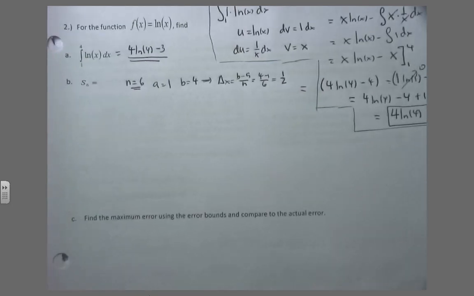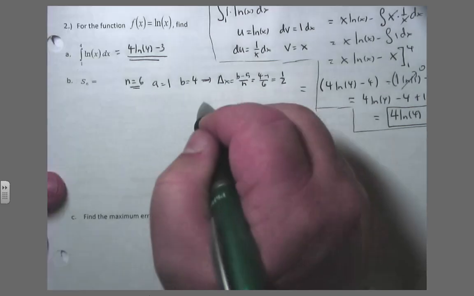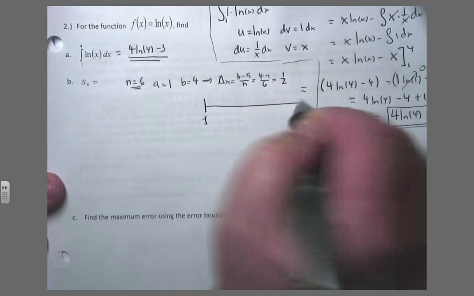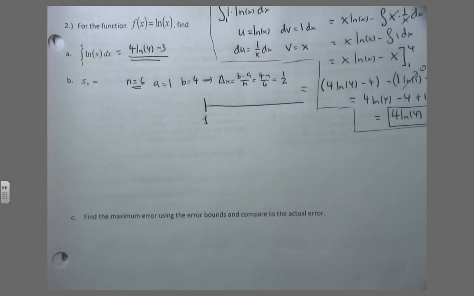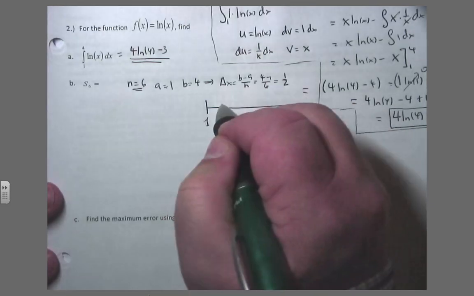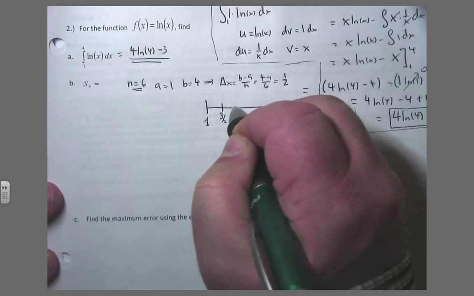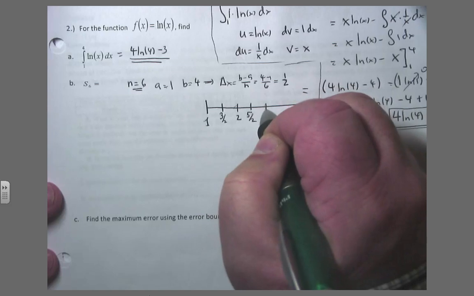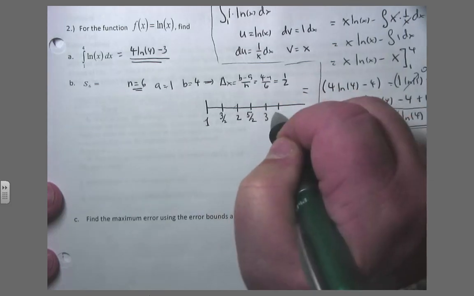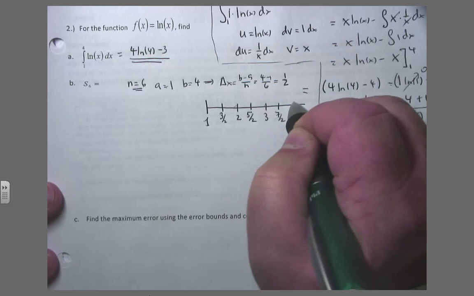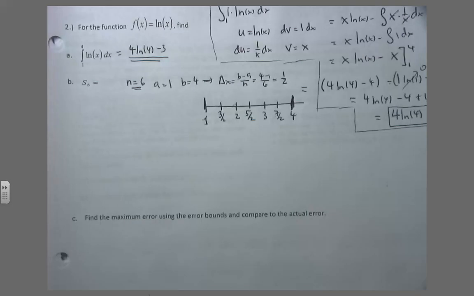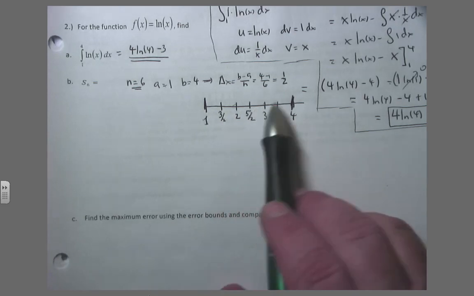All right. Now, I'm going to put my partitions out here. We're starting with a, which is 1. What is my delta x in this problem? My delta x is 1/2. So 1 plus a half is 3/2. Another half makes it 2. Another half makes it 2.5 or 5/2. Another half makes it 3. Another half makes it 3.5 or 7/2. And another half makes it 4. And this is where I stop. How many partitions was I supposed to have? 6. Count them off: 1, 2, 3, 4, 5, 6.